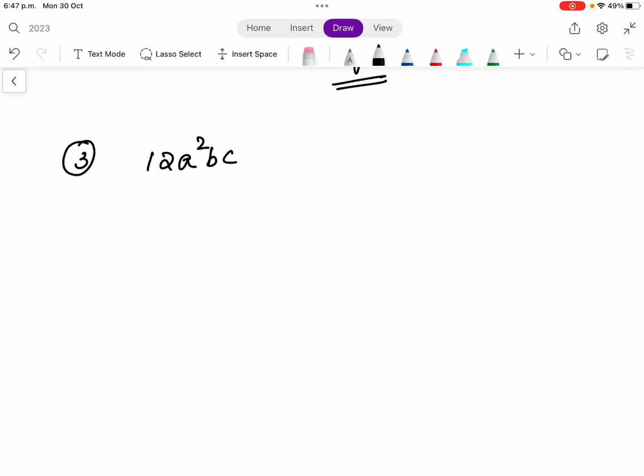12a square bc over 3ac is the same as before, so that will be 4, and for a what will remain is a, and then b, and the c will go, so it will be 4ab. Okay. Now a little more complicated one.